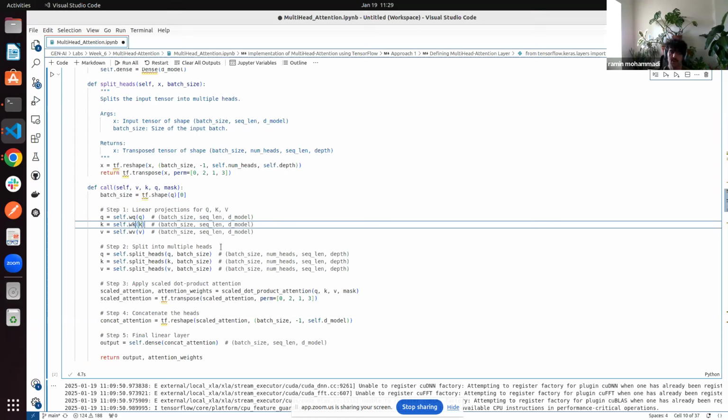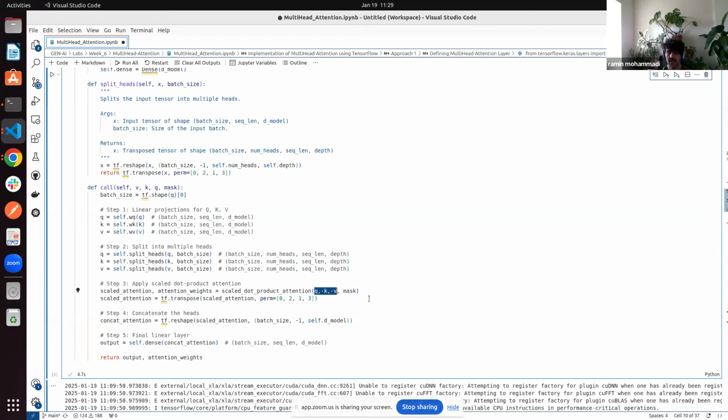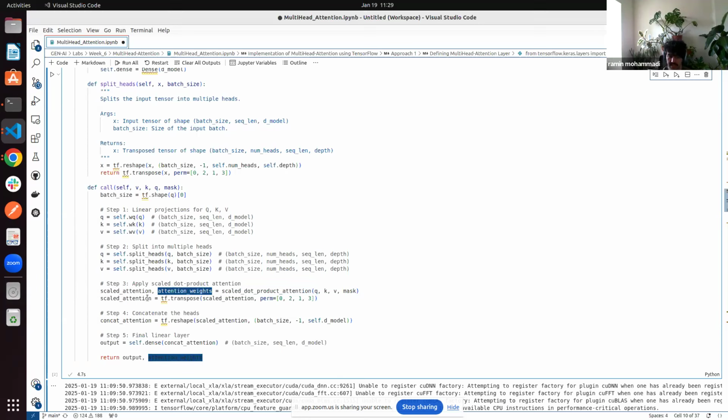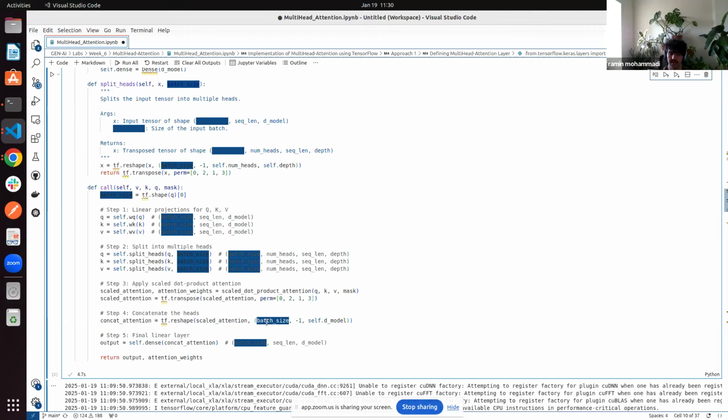Then we split these query, key, and value matrices into multiple chunks for different heads. We pass the chunks for each head into our scaled dot product attention, and again, if there is masking, we apply it. That gives us the scaled attention and attention weights. We transpose the scaled attention and reshape it by concatenating it back together, because remember, the scaled attention has multiple outputs from each head. So we want to concatenate those. This is what we do here, concatenation.